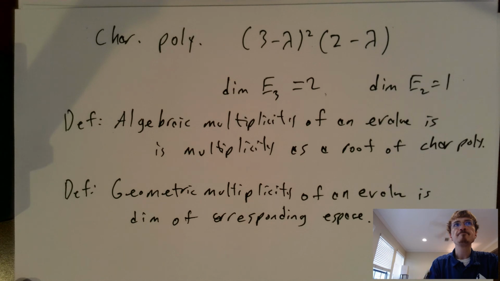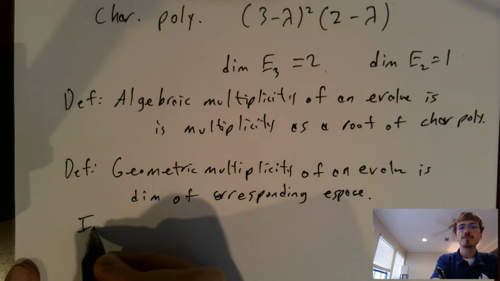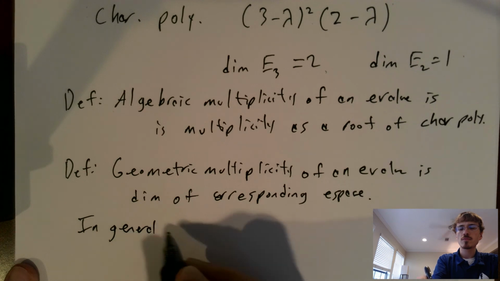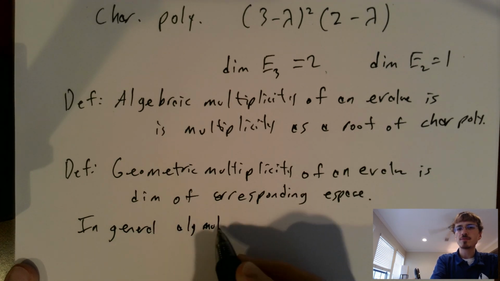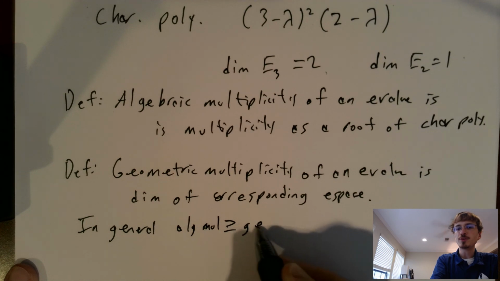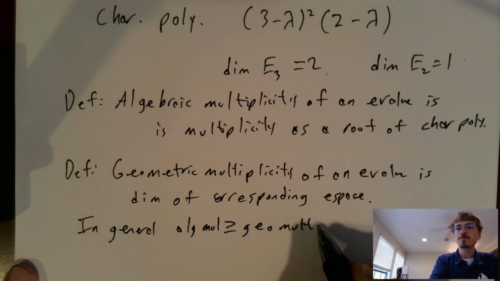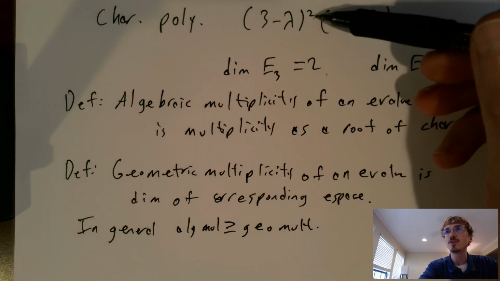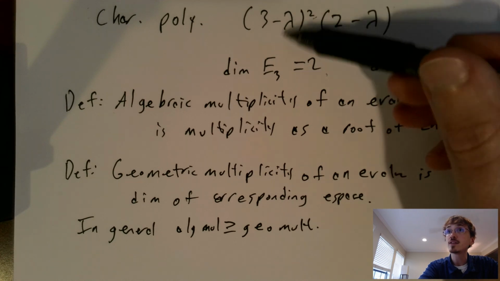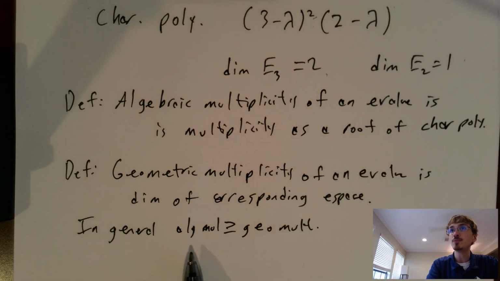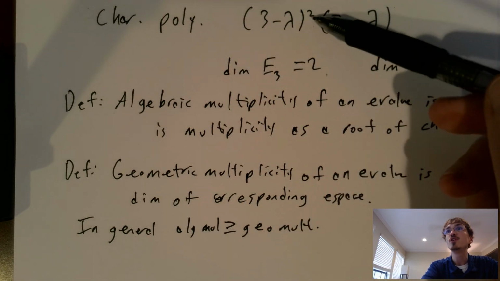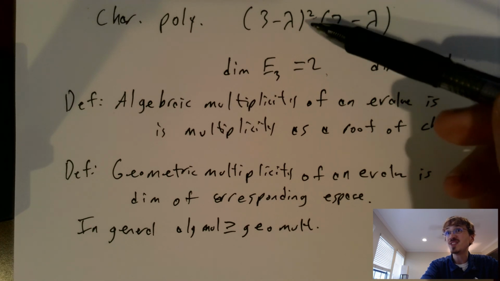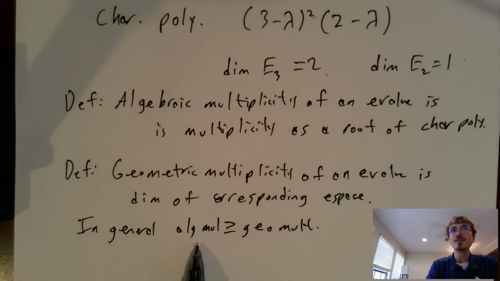Yeah? And in general, what can we say? The algebraic multiplicity is greater than or equal to the geometric multiplicity. Yeah? So the dimension of any eigenspace is going to be at most the multiplicity that you see as a root of the characteristic polynomial. And what's the largest that the algebraic multiplicity could be? Well, it's the highest exponent that you could see in the characteristic polynomial, which is n, right? So this is always bounded above by the dimension of the matrix, by n.